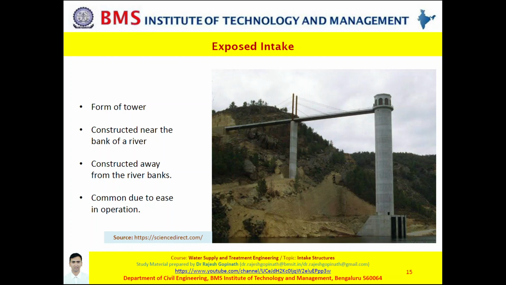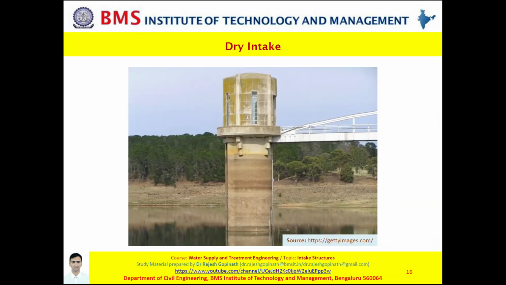So with this understanding, slide 15 shows you a tower. Okay, that is, exposed intakes are most often in the form of tall towers, which is constructed usually near bank of a river, or most probably away from the river banks itself. These are most common due to ease in operation. It is obvious because they are outside the water itself. So when it comes to operation and maintenance, these would cause lesser pain or stress on the system economically or with respect to manpower. Let us move on to the next classification, that is dry intake and wet intake.